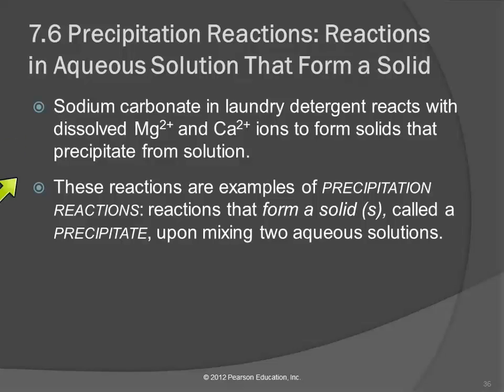So that's an example of a precipitation reaction. Reactions that form a solid. The solid is called a precipitate, and that's related to the way they use it in meteorology. A precipitation is snow, sleet, rain, hail, stuff falling out of the sky.